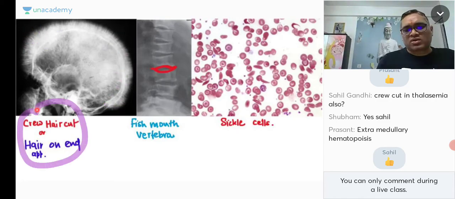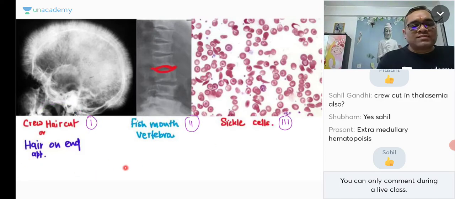So on X-ray you will be seeing crew haircut, hair on end appearance. Now you can see these are the three important findings: crew haircut, fish mouth vertebra, and sickle cells. Right. Here I want to tell you one more thing.